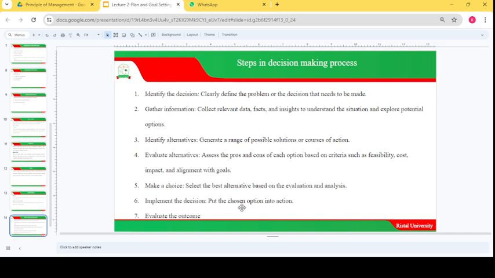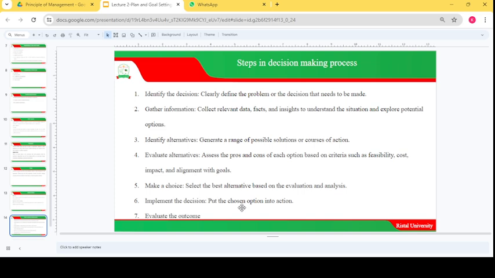So what are the steps in the decision-making process? One, you have to identify the decision, clearly define the problem and the decision that needs to be made. Secondly, you need to gather information. You collect the relevant data, facts, and insights to understand the situation and explore potential options. And then we need to identify alternatives, which means generating a range of possible solutions or courses of action. And then we need to evaluate alternatives by assessing the pros and cons of each option based on criteria such as feasibility, cost, impact, and alignment with goals.